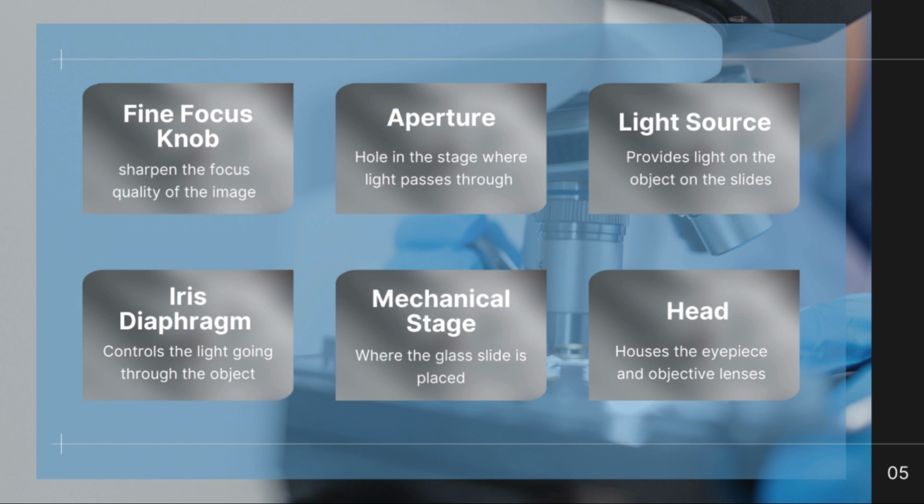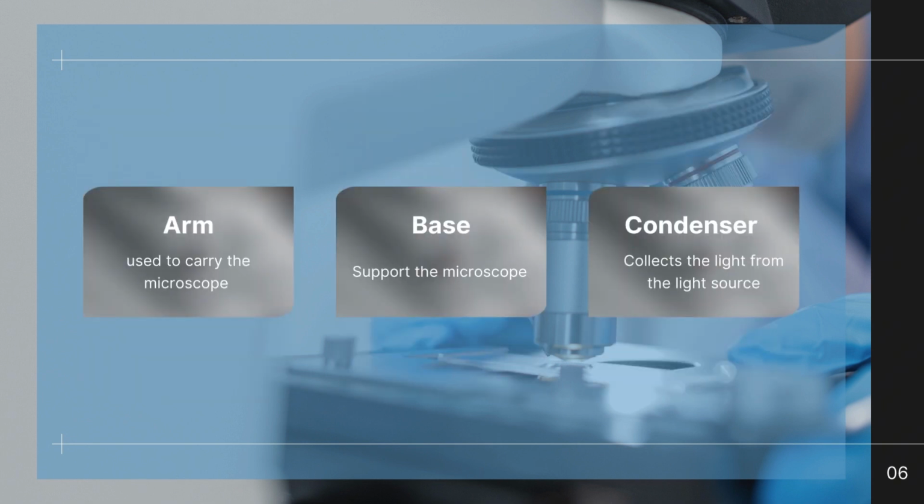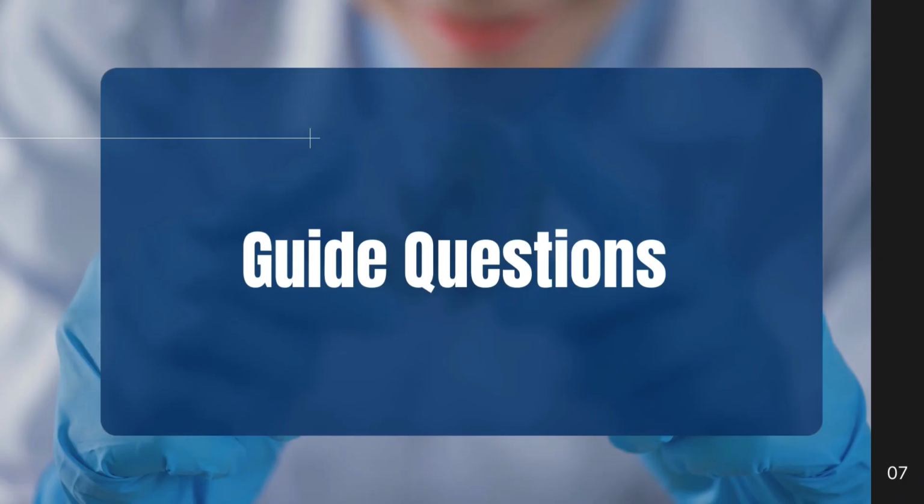Next part is head, the upper part of the microscope. It houses the eyepiece and objective lenses. Next is arm. This is a rigid structure for stability. It is used to carry the microscope. Next is the base. It supports the microscope and houses the light source. Also, the lower part of the microscope.